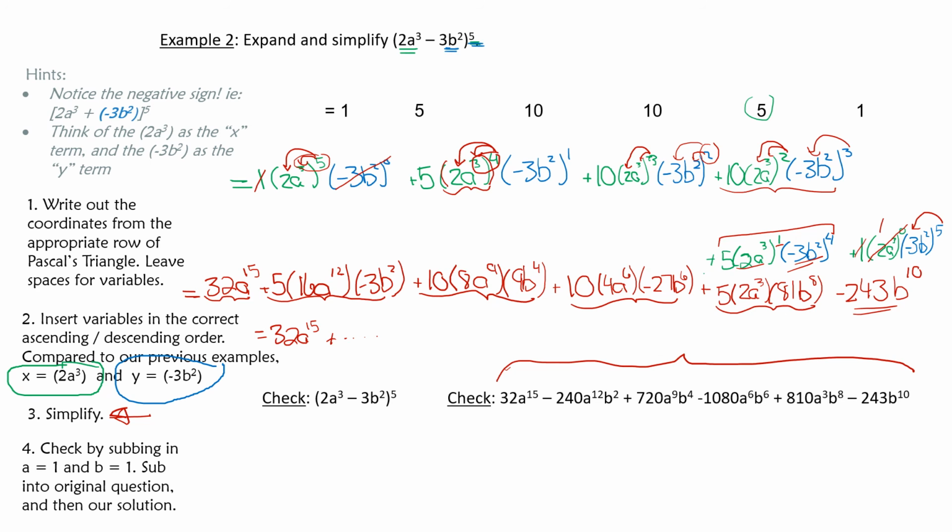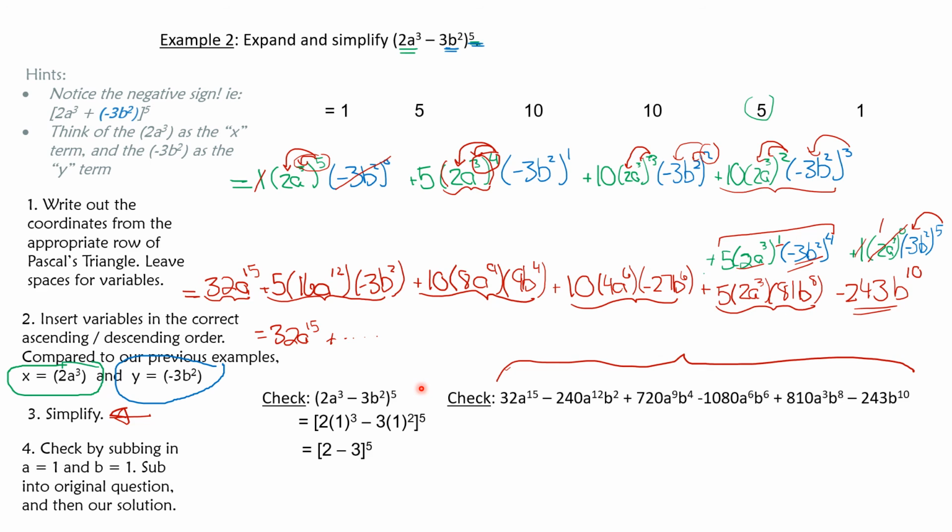And speaking of check, we want to make sure after all this work that it is right. So we're going to sub in with some really easy numbers here. We're going to sub in with ones. I'm going to sub in with a equals 1 and b equals 1. So you sub into the original question and then our solution. So here's our original question down here. I'm going to put a 1 in for a and a 1 in for b.